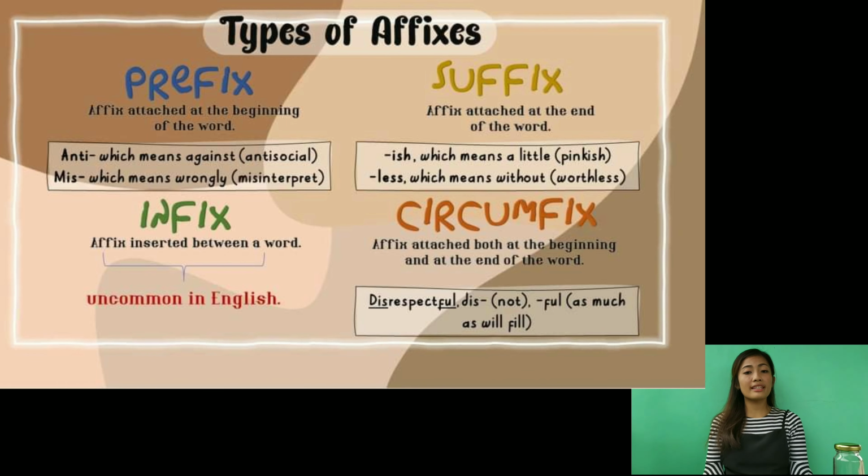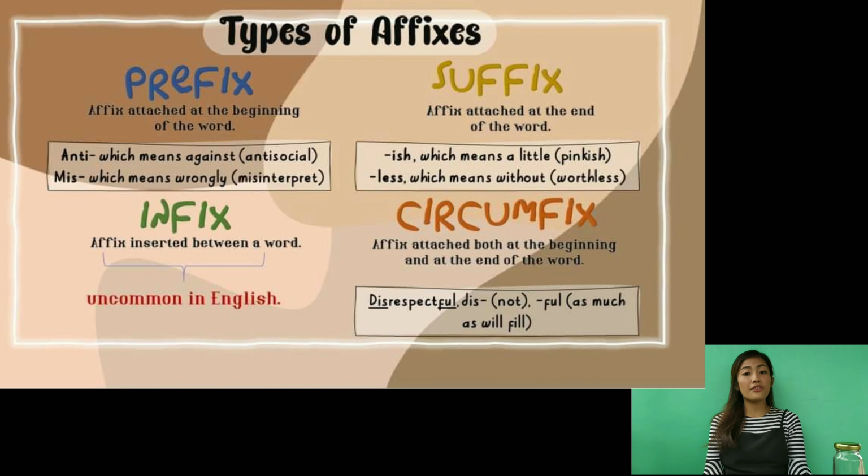So there are 4 main types of affixes. We have the prefix, the suffix, the infix, and circumfix. For the prefix, these are affixes attached at the beginning of the word. Example is anti, which means again. So if you're going to add it in a root word, it becomes, for example, antisocial. Next, we have the mis, which means wrongly. So if you're going to add it in a word, it becomes misinterpret.